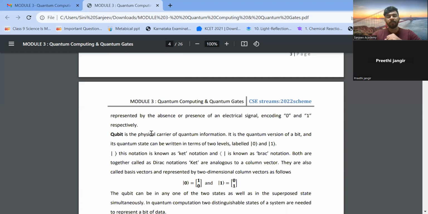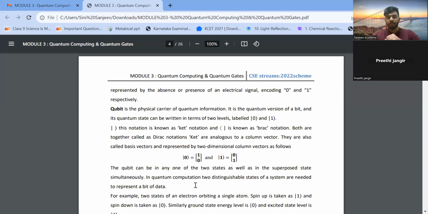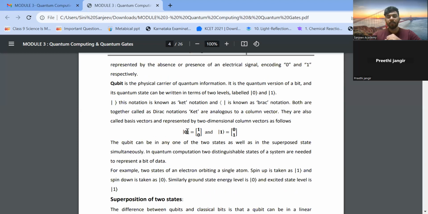And coming to the qubit. I told you it's a quantum version of the bit, correct? And it can be labeled as 0 and 1. See the matrix representation here? 0 is represented as the matrix 1, 0, and 1 is represented as 0, 1. So this you have to know.